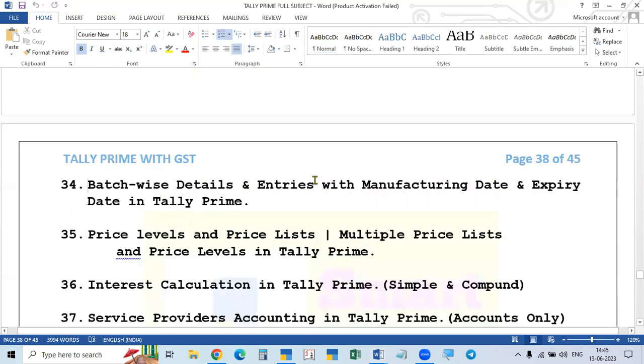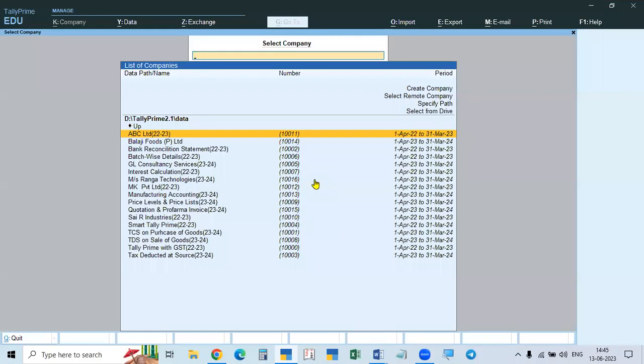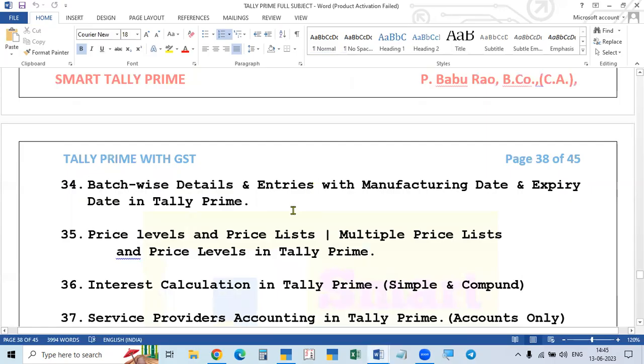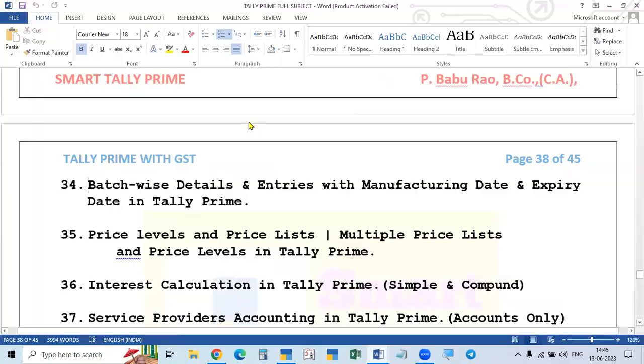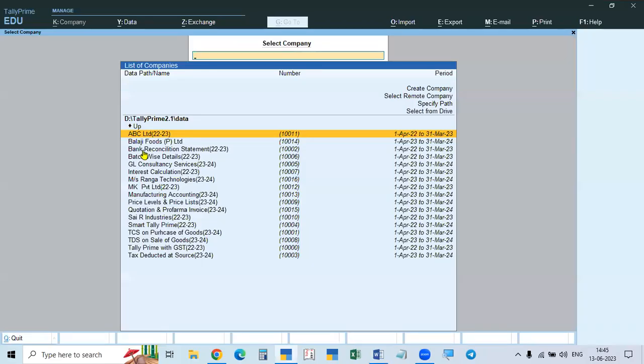First of all, when you are working with service providers, there must be a setting to be started. When the company is to be created, here our company is, see here, Gautam started business as SL Consultancy Services. So this is the company and this is the GST number. This is the Telangana number. So first of all, you have to create the company. Here I created already GL Consultancy Services.